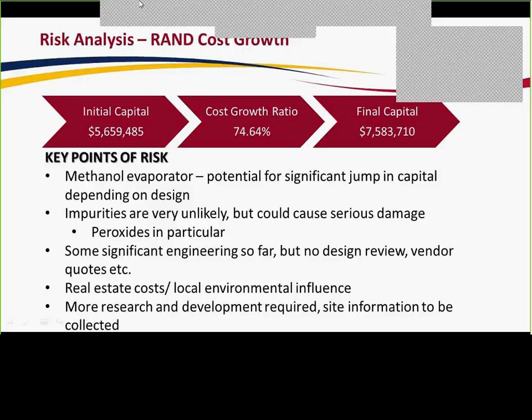And despite the engineering that we have completed so far, we haven't gone through any design review or design iteration, or received vendor quotes. We still have a lot of estimates to make with civil and electrical engineering, building design, as well as more research into the development required. And we need more site information about real estate costs and the infrastructure that we're building on. So we estimate that the cost growth ratio for this plant would be approximately 74.64%, leaving our final capital estimate at about 7.5 million.